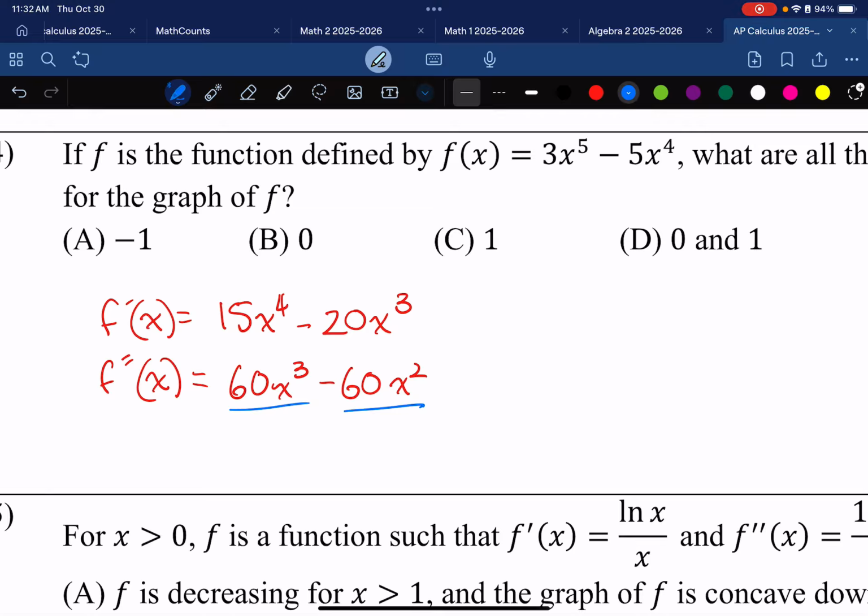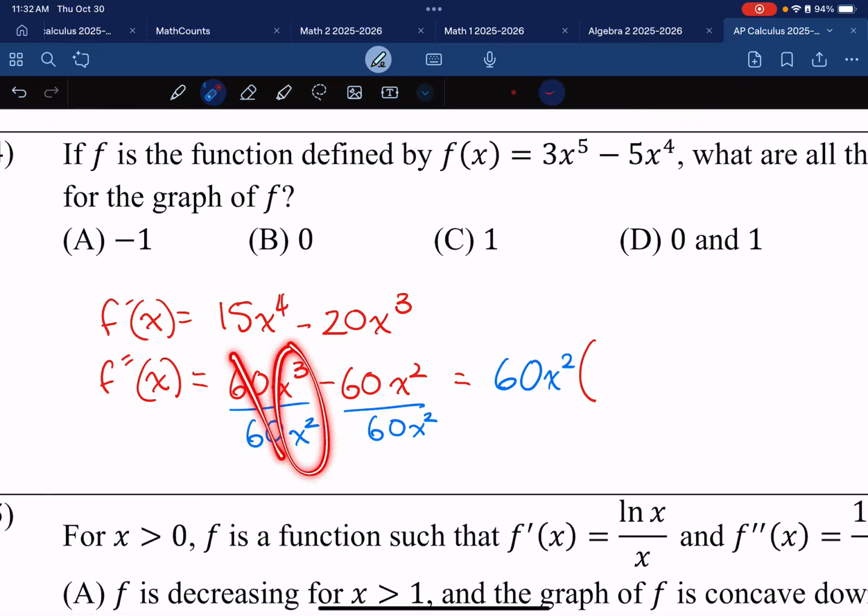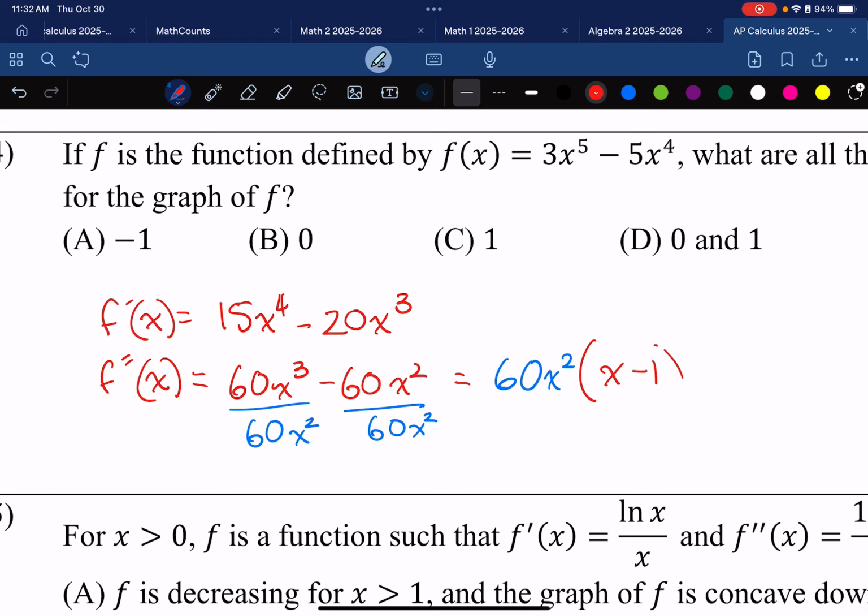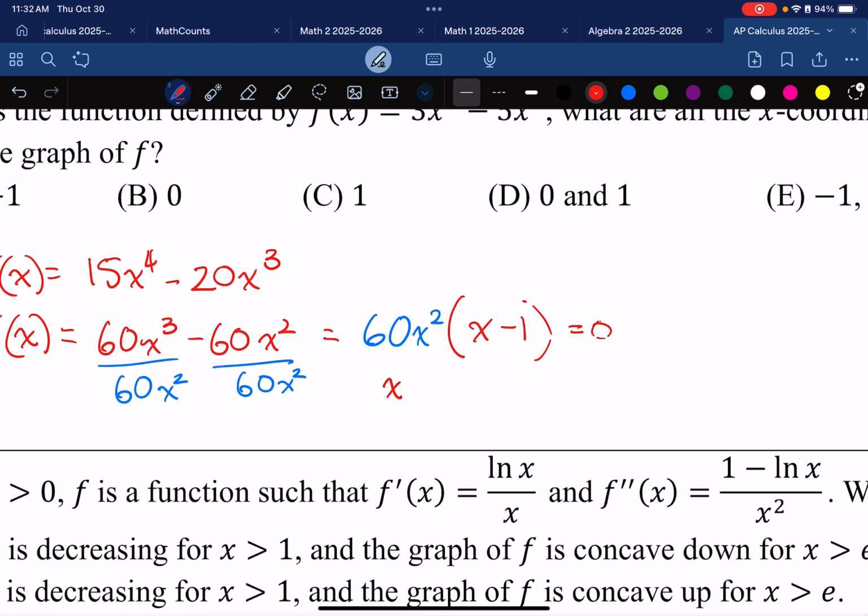What can I divide both of these by? I can divide both of them by 60, and I can divide both of them by x squared. So factoring out that 60x squared will leave behind, okay, 60s are gone, x to the power 3 divided by x to the power 2 is just x, and this all cancels out, leaving behind just a 1, so I'll say minus 1 here. And setting this equal to 0 means I'm going to have x is equal to 0 from this quadratic factor, and then this linear factor will give us x is equal to a positive 1.